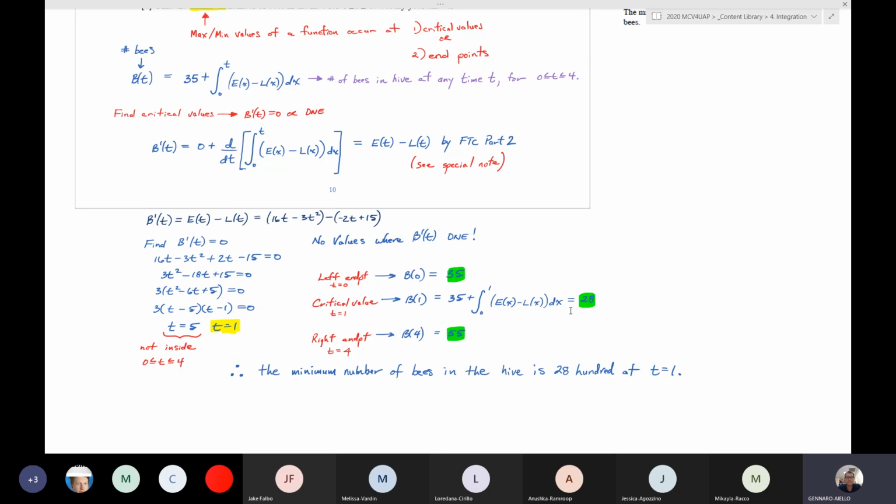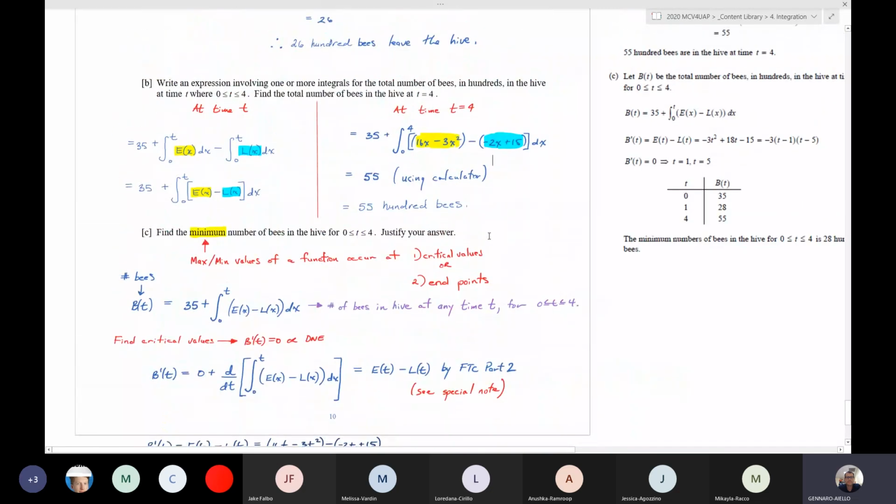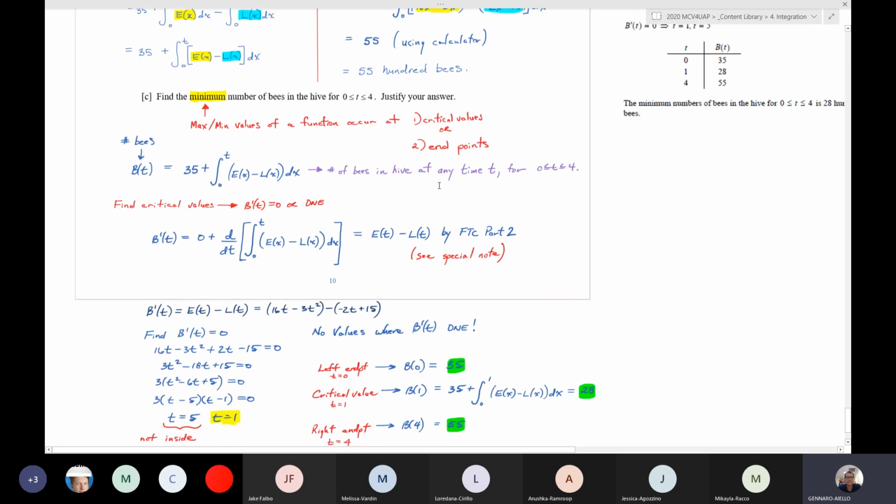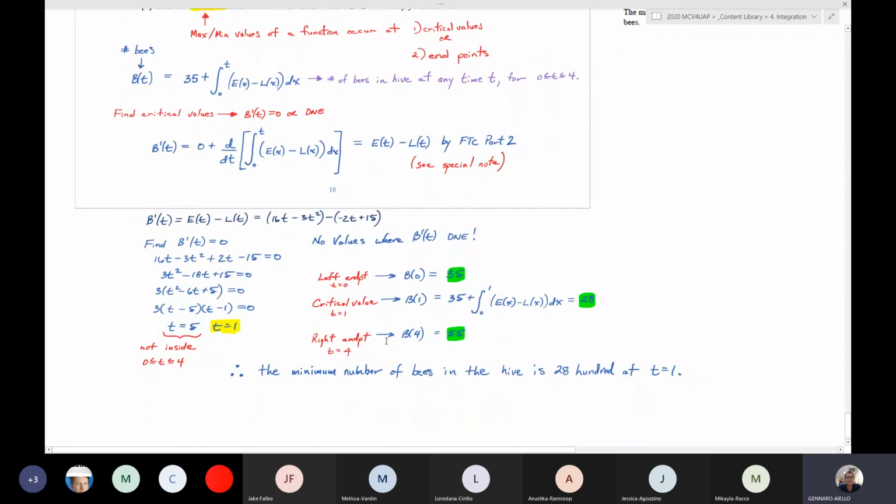And then the other possibility where I might have the absolute min is at the right end point. So I sub 4 into that integral. And I would have 35 plus the integral from 0 to 4 of e of t minus L of t. But we already did that. We did that in part B. It's this function right here. Okay, again, I cheated back then, but the answer was 5,500 bees. So at the right endpoint, at t equals 4, the number of bees in the hive is 5,500.